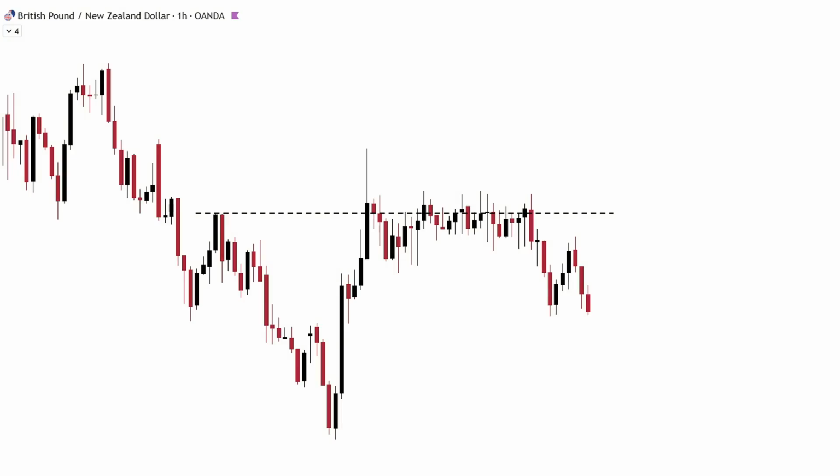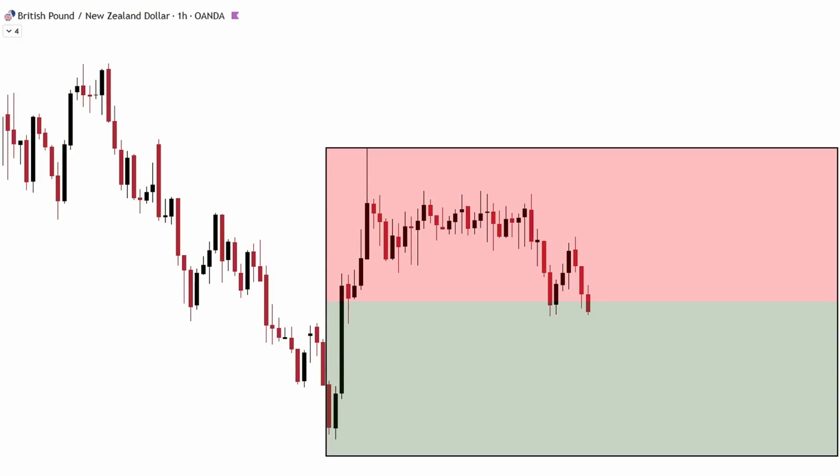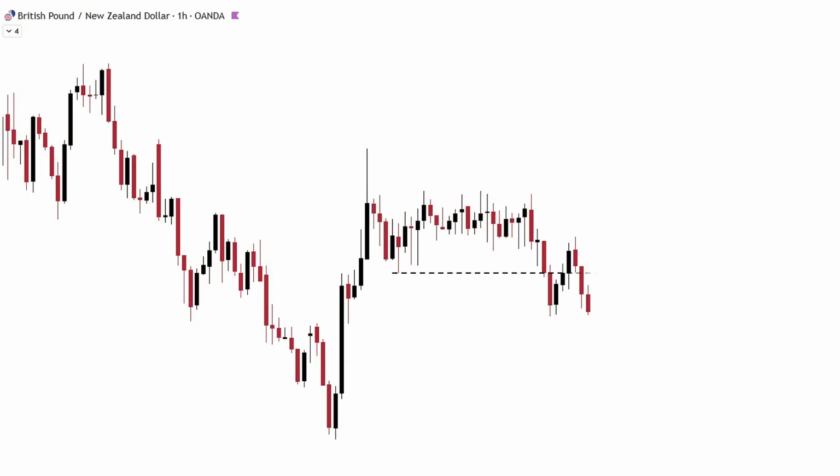Here we have a macro breakup structure, and here is our master range. And inside of our master range, we have our micro range. So previously we had a breakup structure, and this was our micro range. And now we have a new micro range. Again, micro range moves inside of our master range. So lower time frames moving inside of our higher time frames. Price reacts from our premium, breaks structure, and forms a new range.